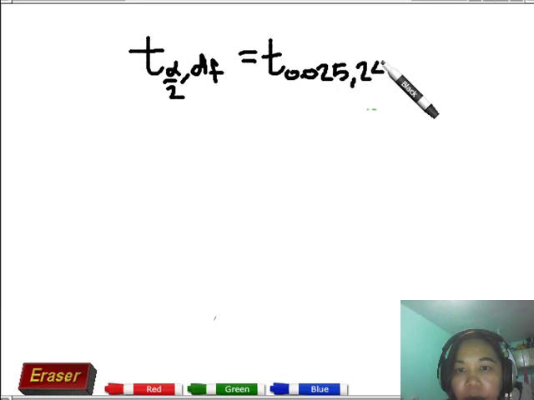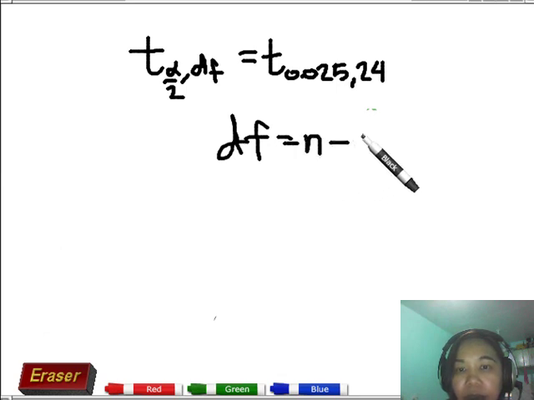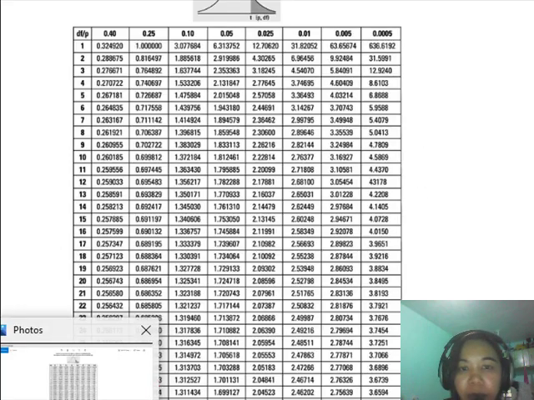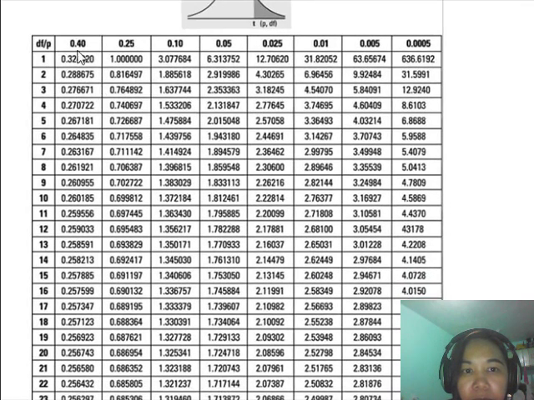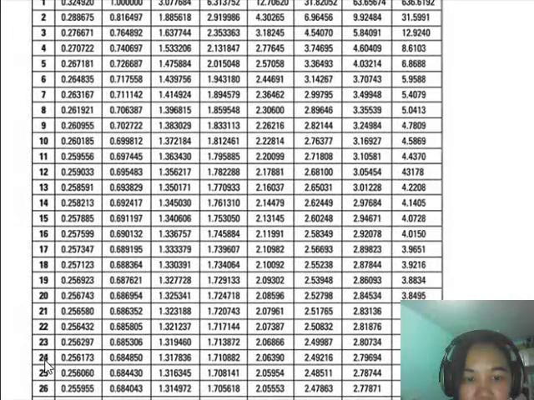Okay. Take note, the degrees of freedom for the t-test is DF, or degrees of freedom, that is n minus 1. So since the sample size is 25, minus 1, that makes it 24. Okay, look here. Our alpha is 0.025 and our degrees of freedom is 24. So this is 24 and this is 0.025.